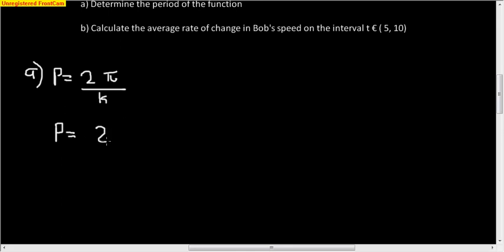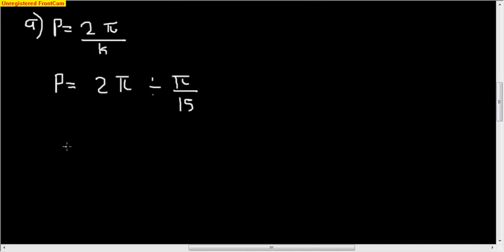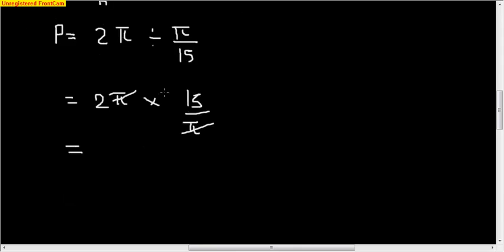P equals 2 pi divided by the k value, which is pi over 15, so 2 pi times 15 over pi. The pi's cancel out, cross multiplication, and 2 times 15 equals 30. Don't forget the p's. On the test, you might lose marks for this, communication error.